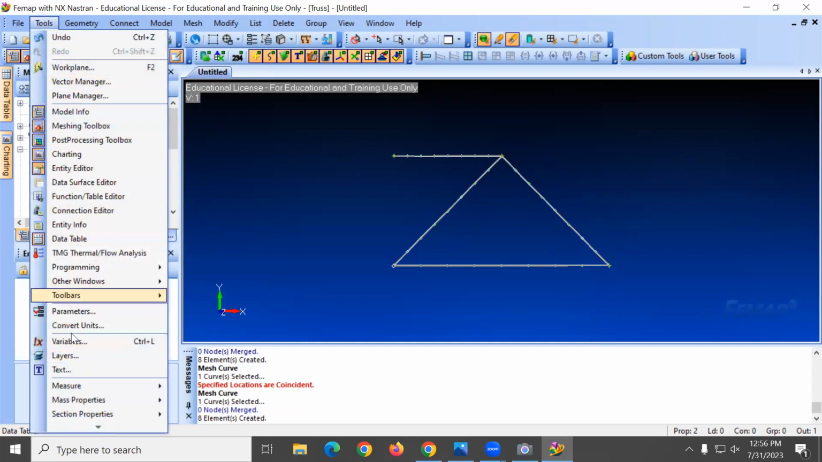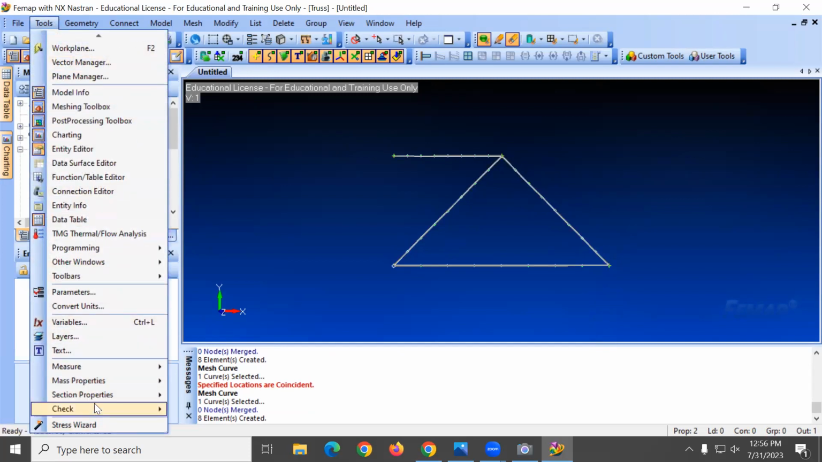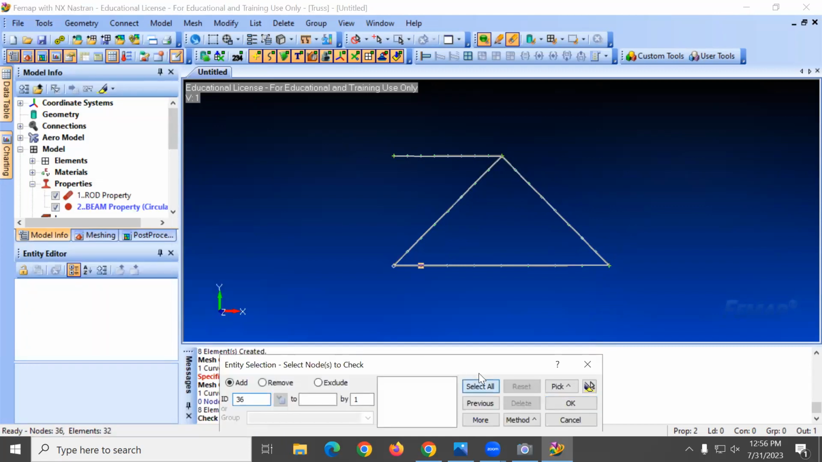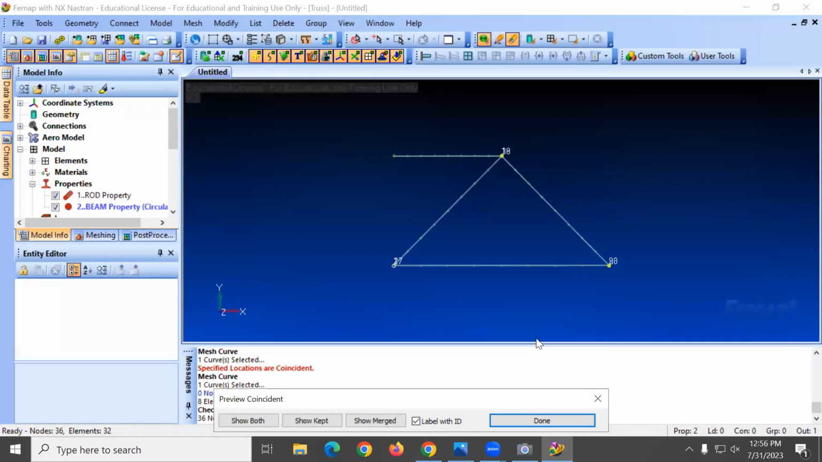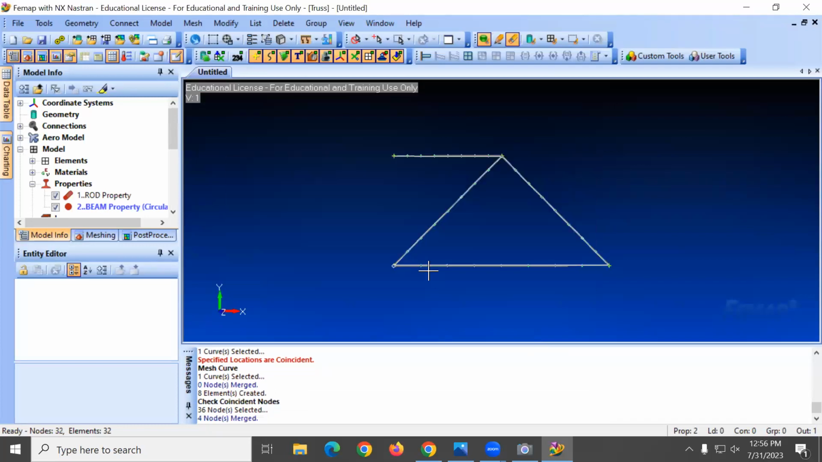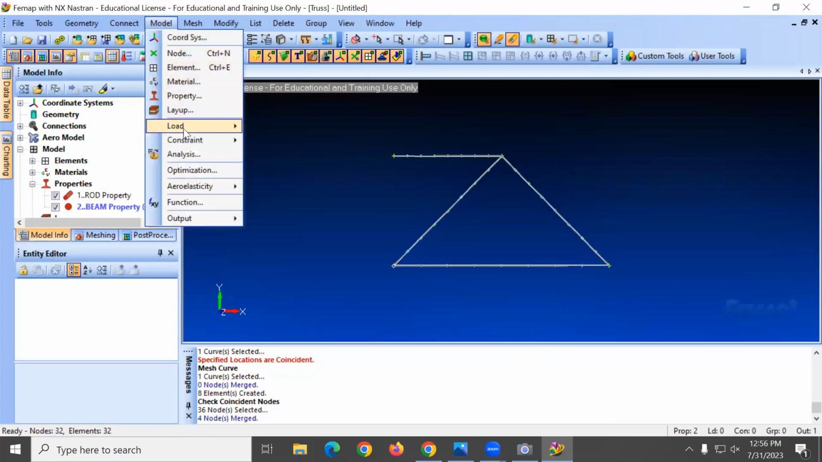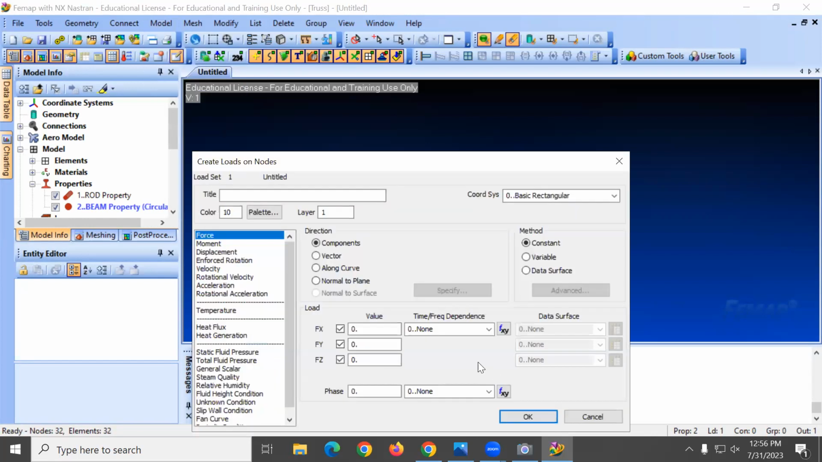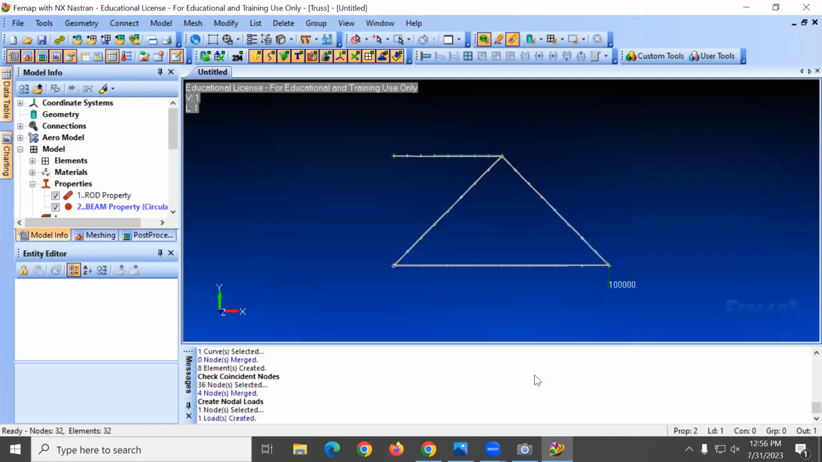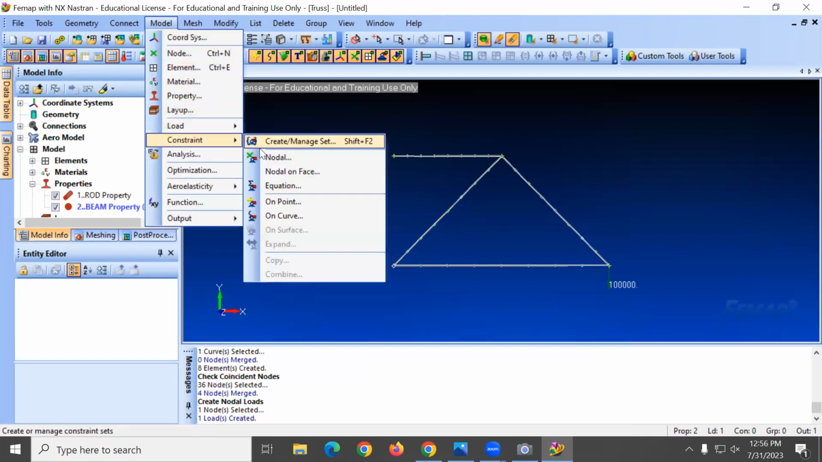Now tools, check coincident nodes, select all. Okay, preview. Okay, that should be coincident. That's good. Done. Okay. Model, load, nodal. All right, we go here. Equal to minus 100 to the 3. Okay. Model constraint nodal.